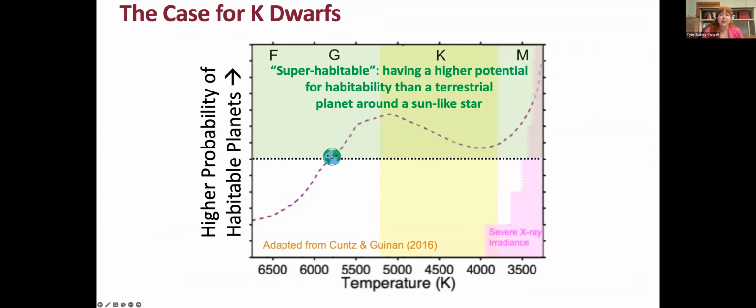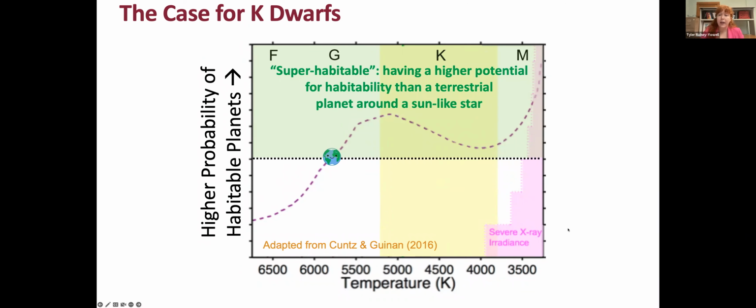And so this might actually exclude this region, these late M stars, from being good hosts. And so you can see that the next peak is actually in the early K-dwarf regime here. And it actually remains quite high, and above even this super habitability threshold here, throughout the whole K-star spectral type.